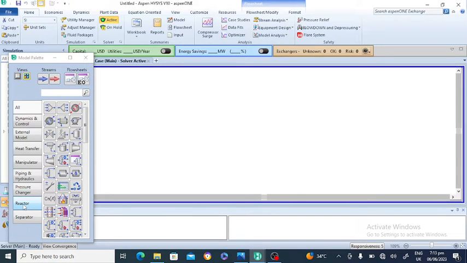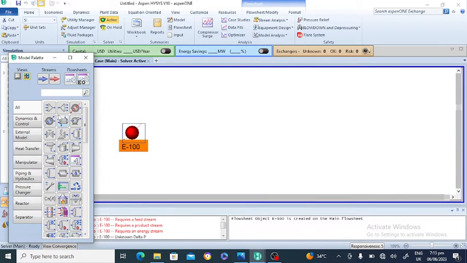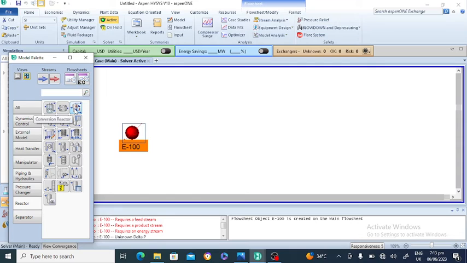A simulation window will open. In this simulation, first of all, we will heat the n-heptane to a specific temperature. So click on heater, drag and drop it. This is the heater. Then after heating, it will go to the conversion reactor. So click on reactor and then click on conversion reactor. Drag and drop. This is the conversion reactor.